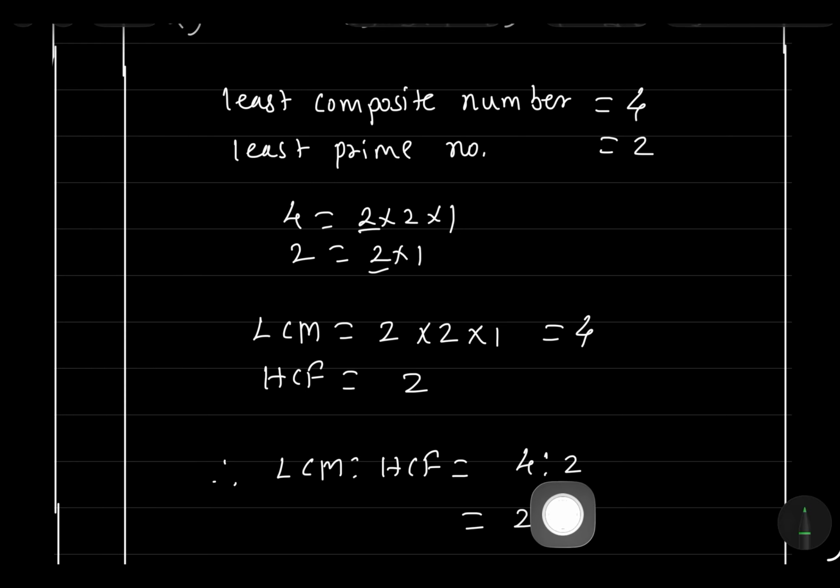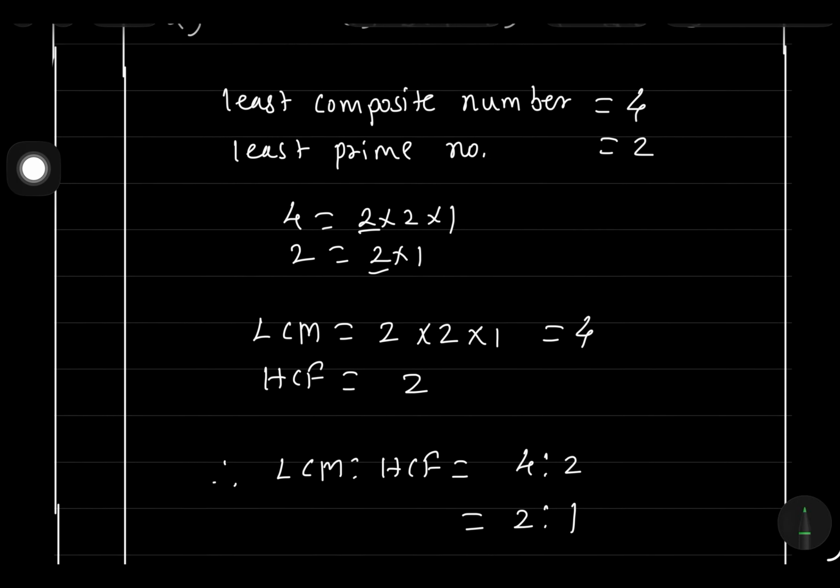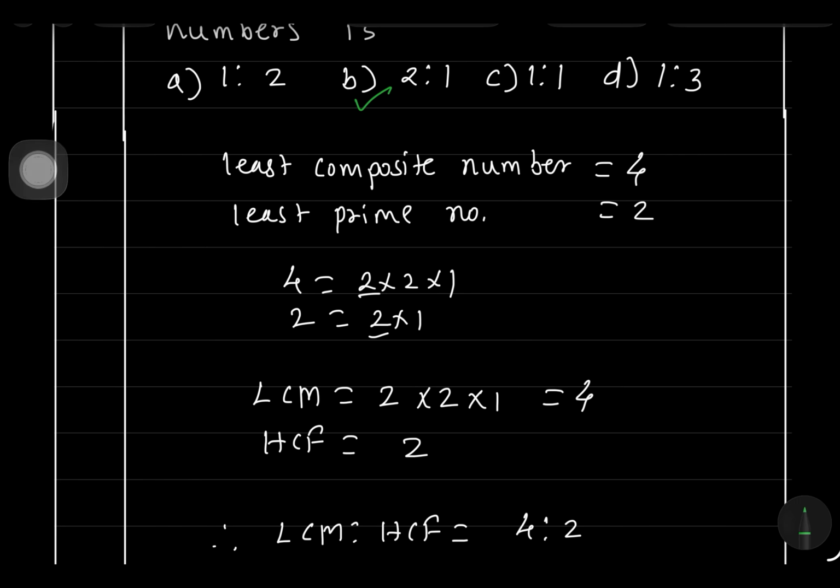So the ratio of LCM to HCF is 4 is to 2. This can be reduced by dividing by 2: 4 divided by 2 is 2 and 2 divided by 2 is 1. So 2 is to 1. Where is 2 is to 1? See, 2 is to 1 is the answer you are getting, so this is your correct option.